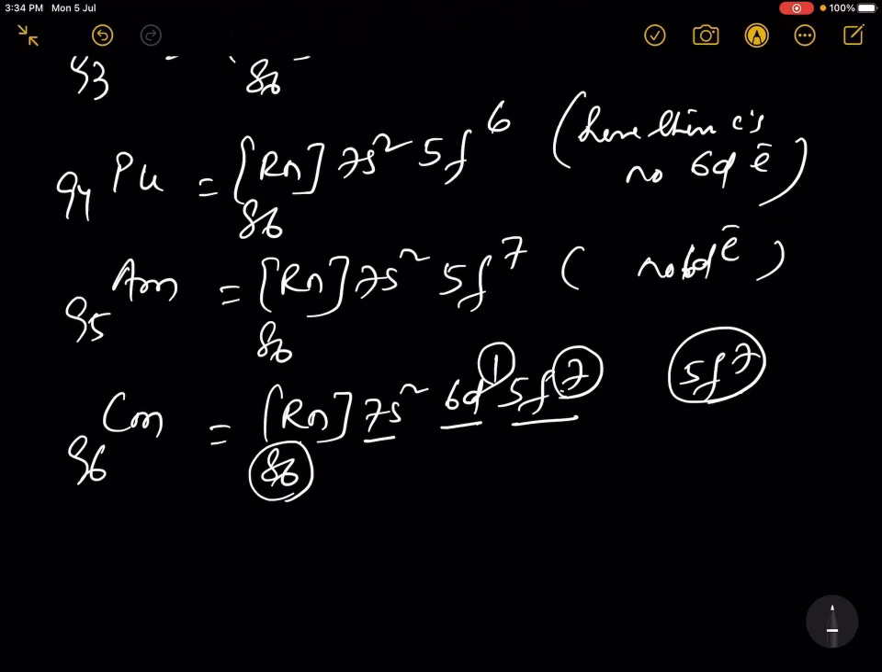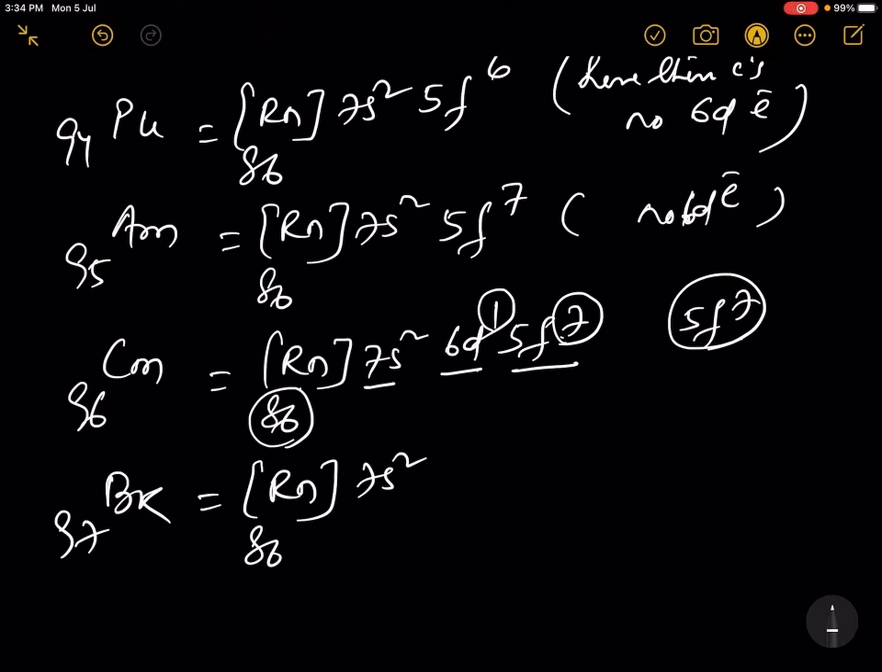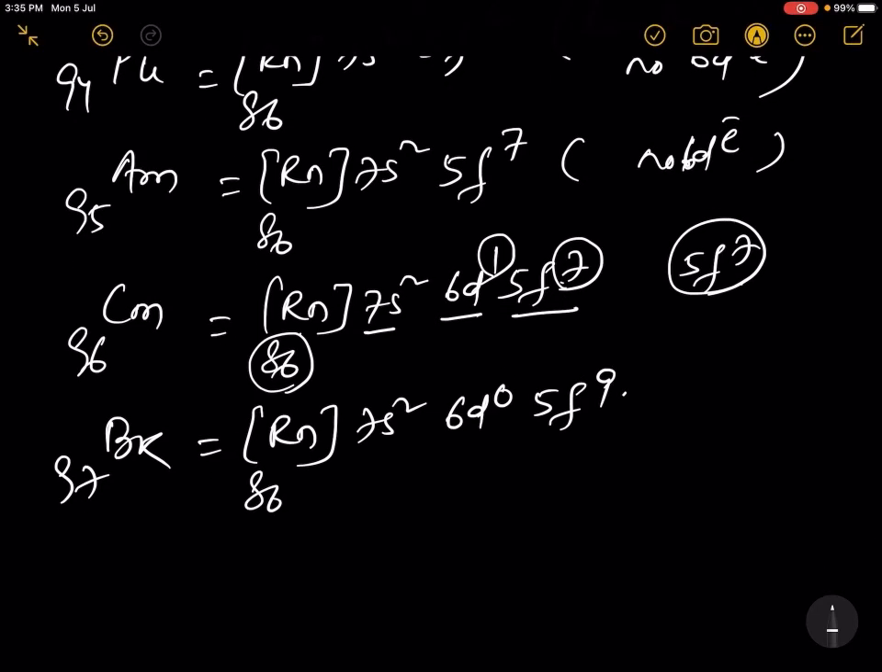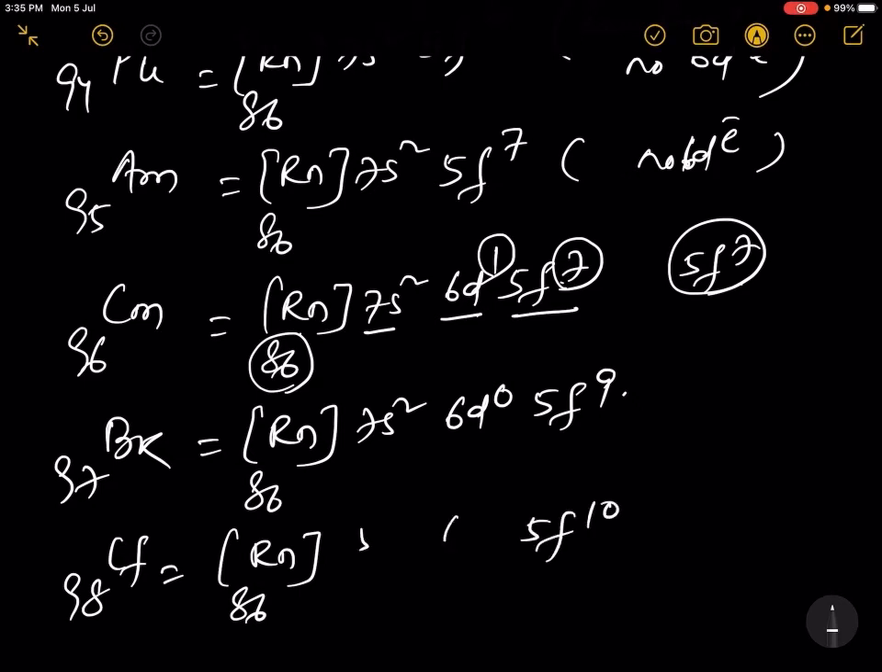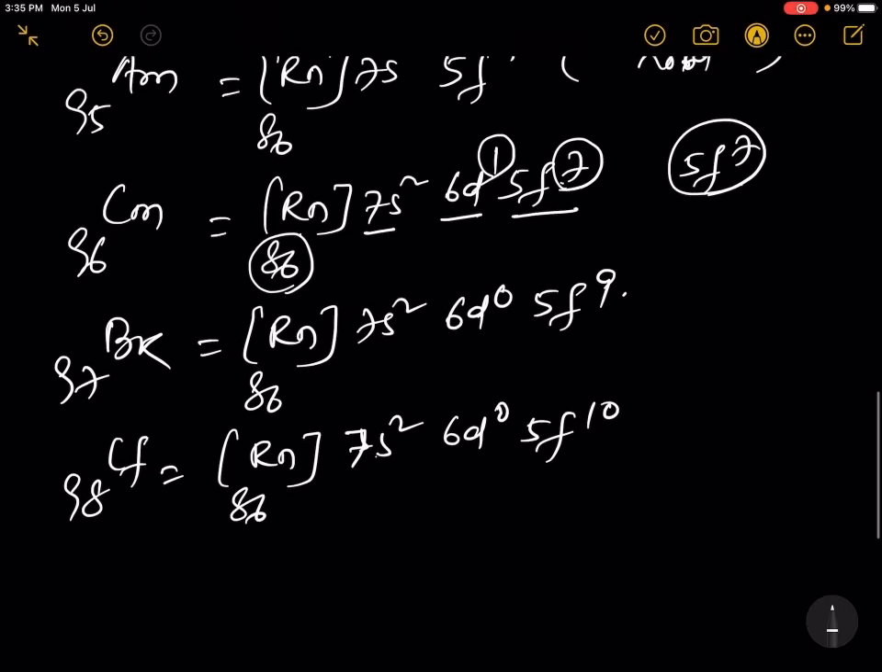After curium, berkelium, Bk is there, 97, radon 86, 7s2, 88. Then 6d0, then 5f9. After berkelium, you will find californium, atomic number 98, radon at the core, then 5f10, 6d0 and 7s2, 88, 10, 98.